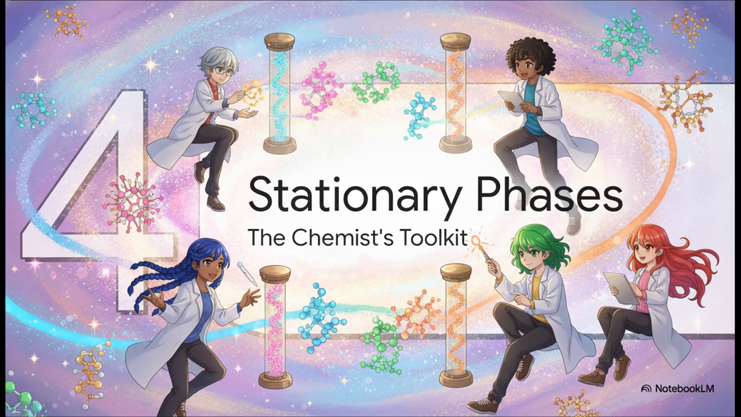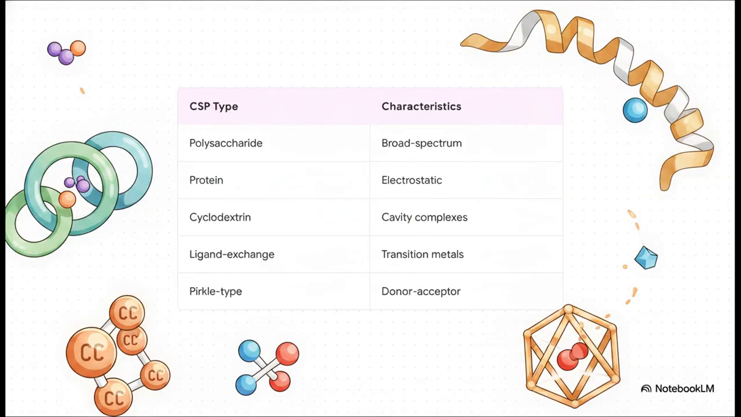All right, Section 4, chiral stationary phases. This is really the chemist's toolkit. The real magic is happening inside that column, and our choice of phase depends entirely on the analyte's chemistry. We've got a massive toolkit to pull from.